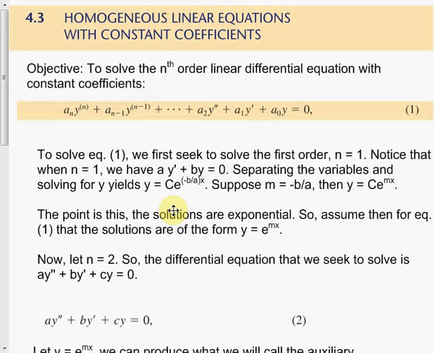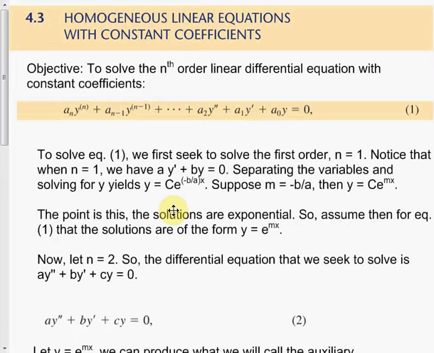To solve equation number 1, you first consider the very simple case, let n equal to 1. That is a first order differential equation, with a first order derivative in it. So that becomes basically some constant times y prime plus a constant times y equal to 0. You can separate the variables if you do that, and we did that. Very simple problem going back to the first part of chapter 2.